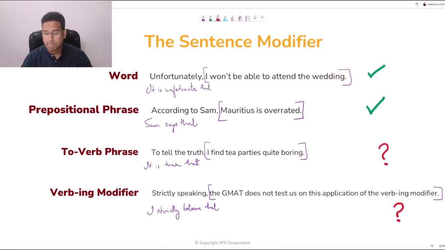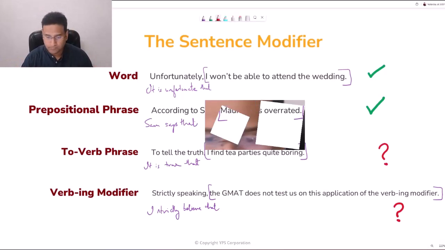Two, these are typically used in conversational English, and there's very little scope for conversational English in an SC question. So this is probably why we don't get to see these two, right? But I would keep an open mind. At least now you're aware of this, and you would at least be on the lookout for such things if at all they ever do appear.